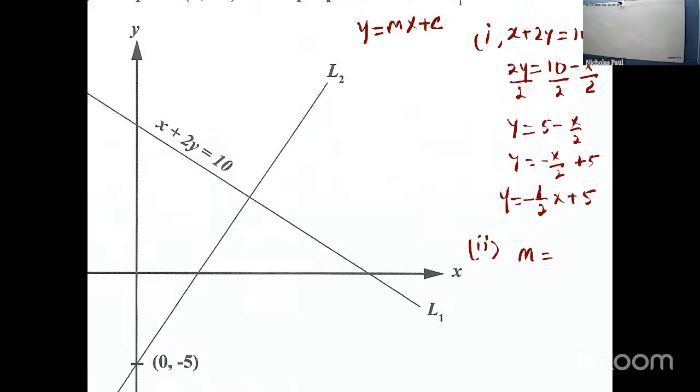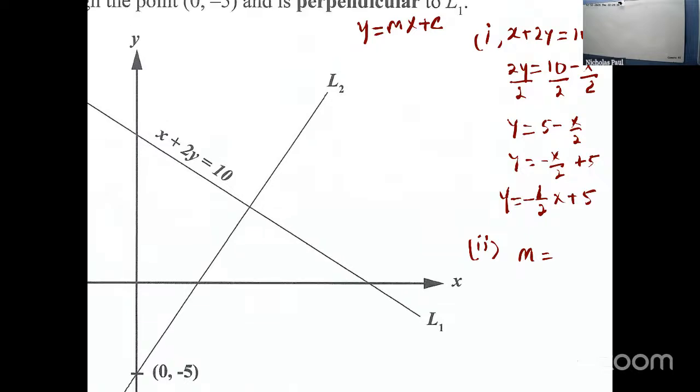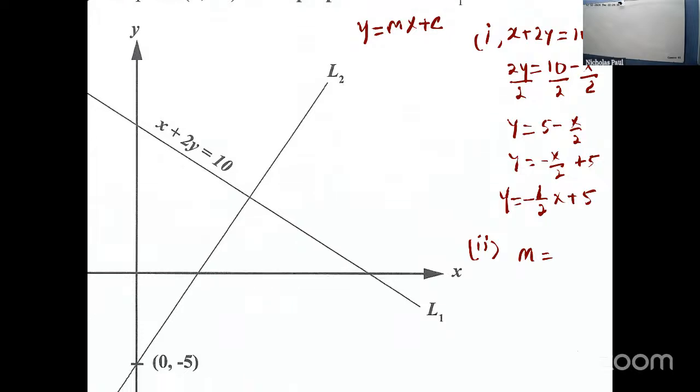Right, we just wait on Fire. Right, you're just reading off the value. Fire, remember the gradient is the value in front of x. So look at the equation and tell me what's the gradient. What's the value in front of x?